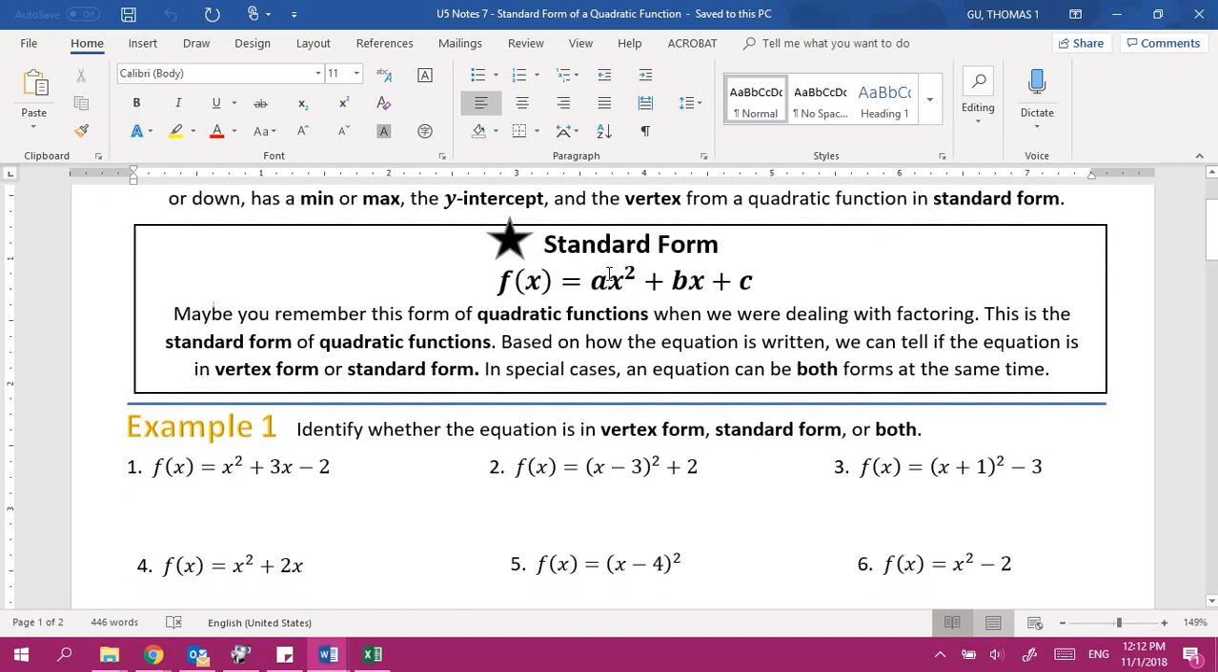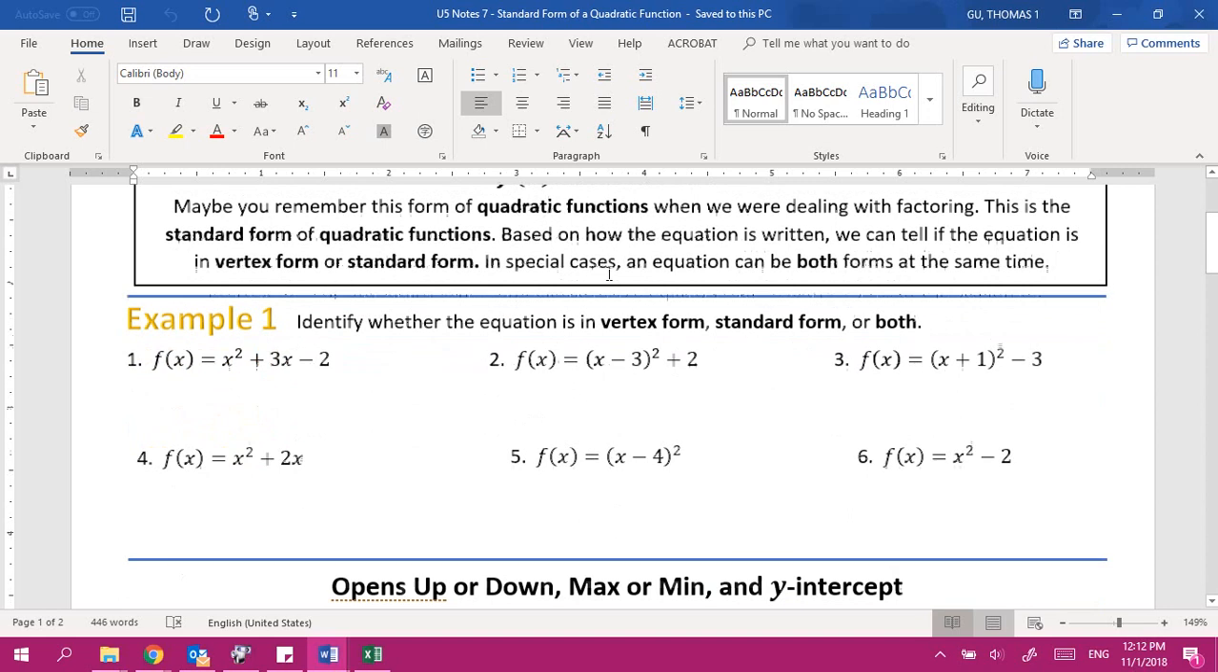Standard form is of the form f of x equals ax squared plus bx plus c. This shouldn't be anything new, really, because you've definitely worked with this form when you were doing factoring. Remember, ax squared plus bx plus c, right? You got a, b, and c. All right? So based on how the equation's written, though, we should be able to tell if the equation is in standard form or in vertex form.